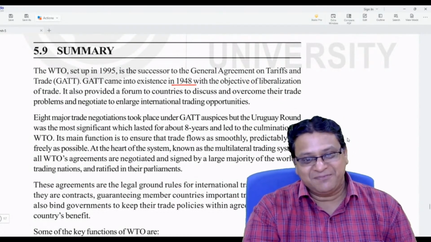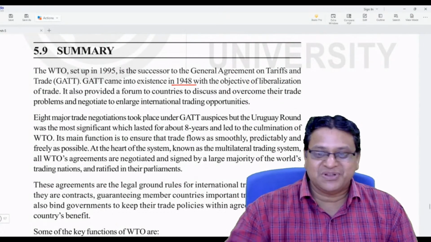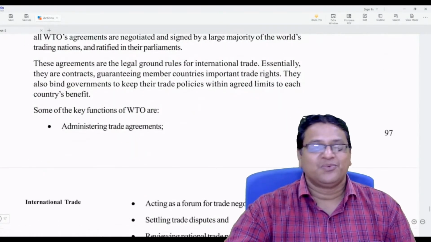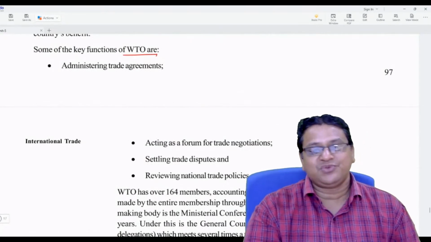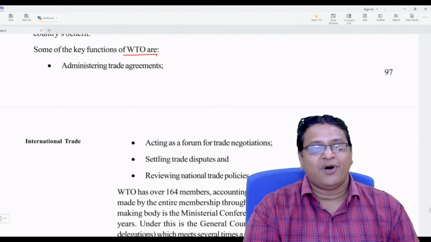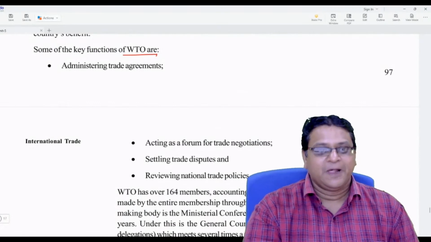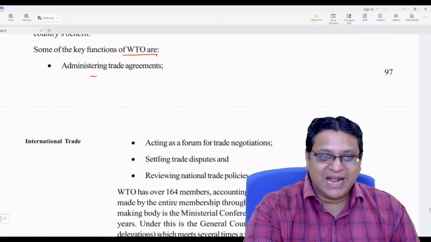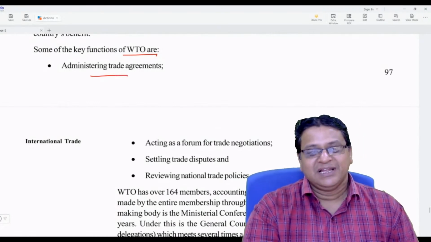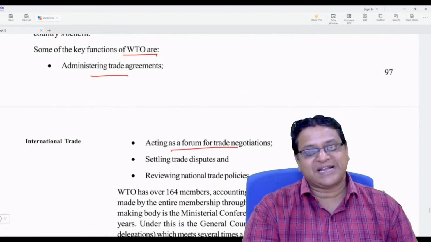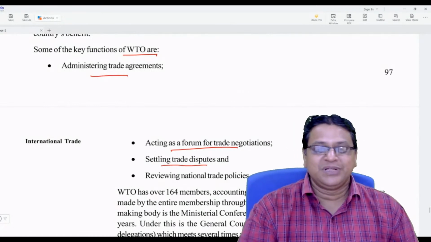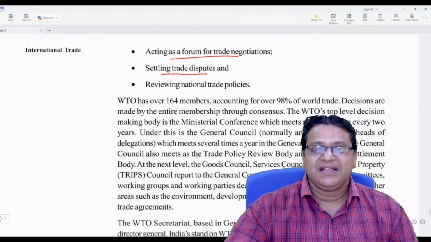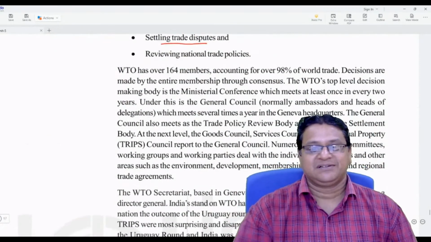In 1995, a permanent institution known as WTO was framed. WTO is a permanent institution which frames rules and regulations of international trade. With the help of WTO, we administer trade agreements. WTO acts as a forum for trade negotiation, we settle international trade disputes, and we review national trade and international trade policies.